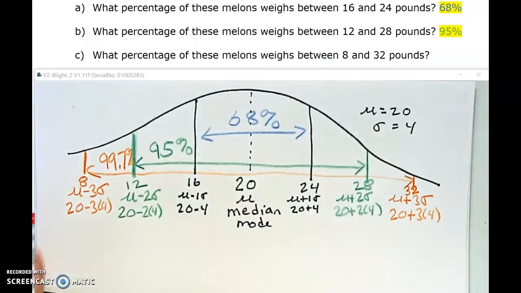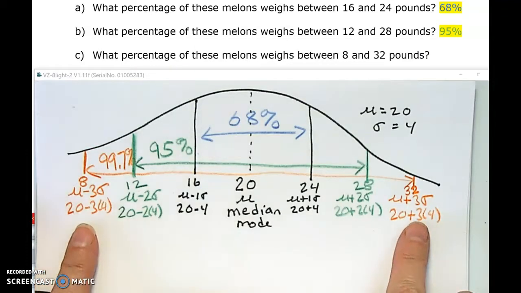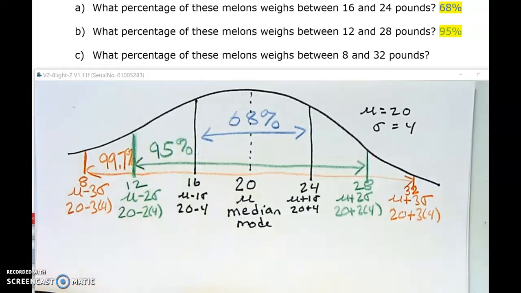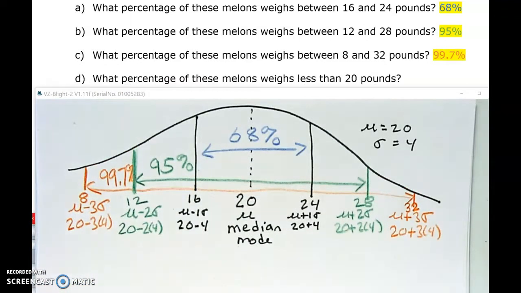Next, this worksheet asks between 8 and 32 pounds. And again, this is reading straight from the table. Almost all winter melons weigh between 8 and 32 pounds. So we're just going to write that in. For parts A, B, and C, everything was just there and readable.